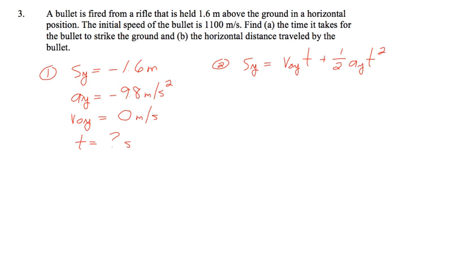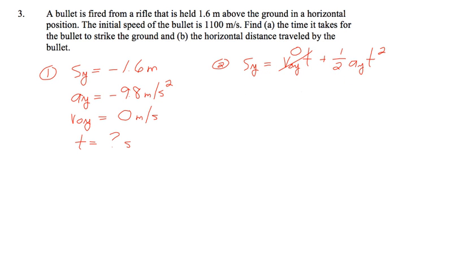This is usually the formula we have to use, the quadratic formula, if nothing cancels out as 0. But VOY is 0, so VOY T is 0, and I can cancel that right out. Now I'm left with an easier formula to work with. If I want to solve for time, first there's a fraction, so I'd multiply both sides by 2, and that's going to give me a 2SY up here. Then I'm going to divide by AY, and then take the square root.